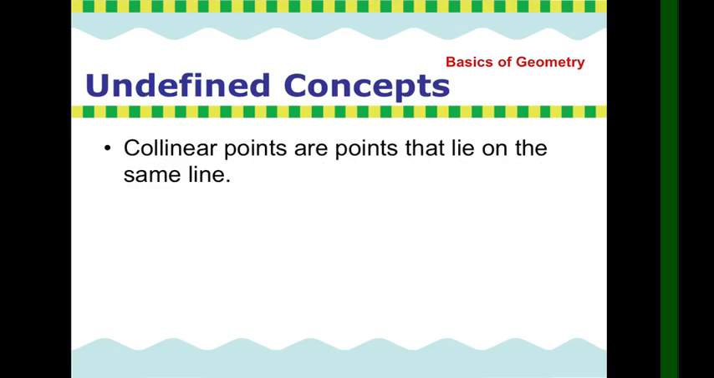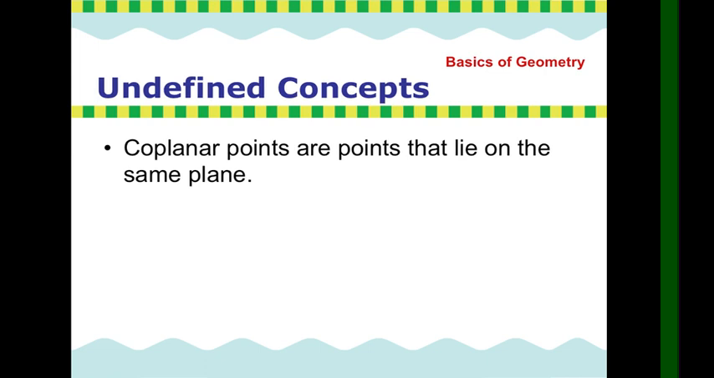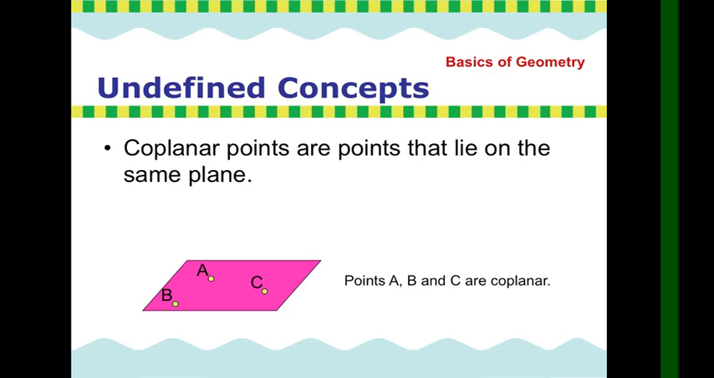Now, undefined concepts. Collinear points are points that lie on the same line. So when we say collinear, these are points that lie on the same line. For instance, in this one, point A, point B, and point C are collinear because these are points that lie on line L. Coplanar points are points that lie on the same plane. Example, this one. Therefore, points A, B, C are coplanar because they lie on the same plane.